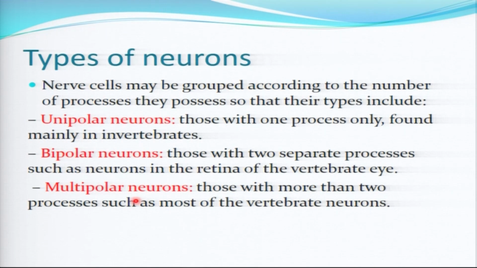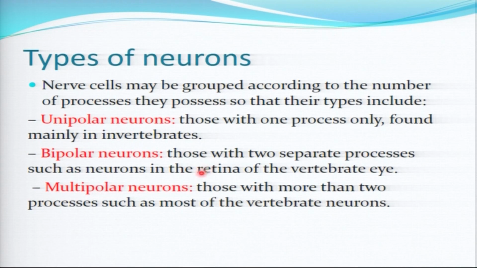How are they different? Unipolar neurons are those neurons which have one process only. They are found mostly in invertebrates. There is one process, and we're going to see what that process is. Then bipolar neurons have 2 separate processes. That's why they're called bipolar, meaning 2. Those bipolar neurons are mostly found on the retina of the eye. They are there just to carry the information to the brain.